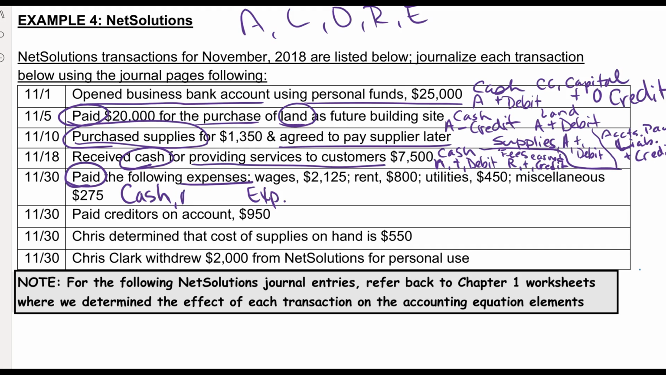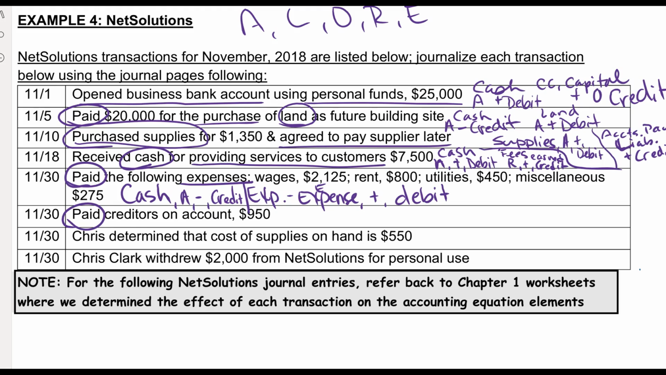So cash is an asset. Cash is decreasing, so we'll credit cash. Our expenses are expense accounts, or E. They are increasing. We increase expense accounts using debits.